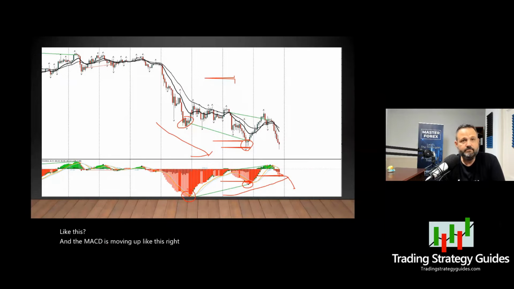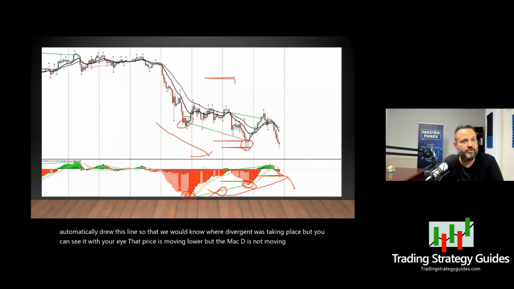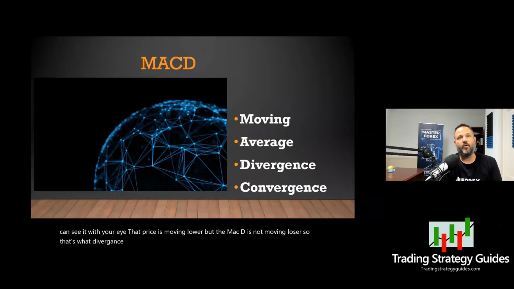My indicator here drew this line, which is an indication of divergence taking place. It just automatically drew this line so that we would know where divergence was taking place. But you can see it with your eye that price is moving lower, but the MACD is not moving lower. So that's what divergence means. The whole thing in review, MACD is moving average convergence divergence. That's a pretty good understanding of the name and what all of the different components of this tool are.